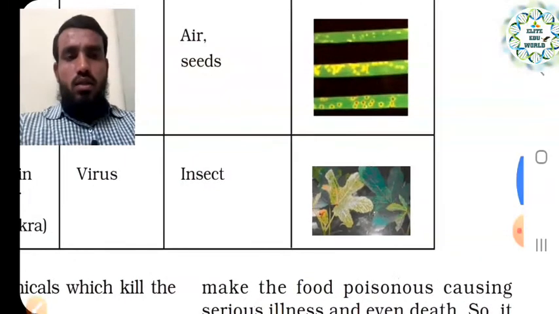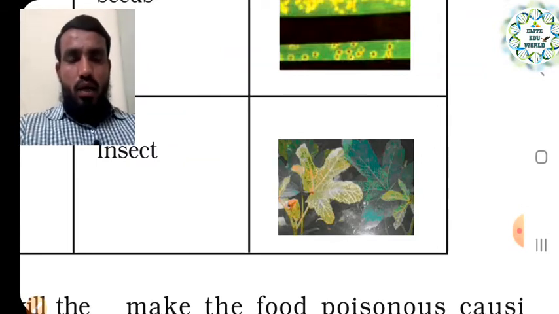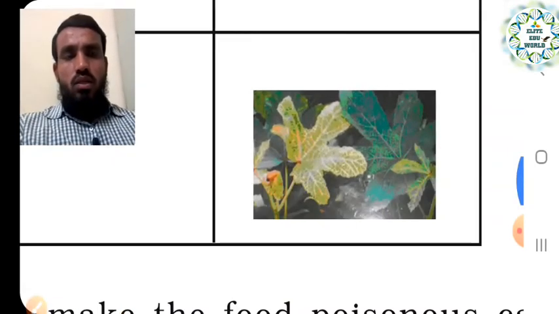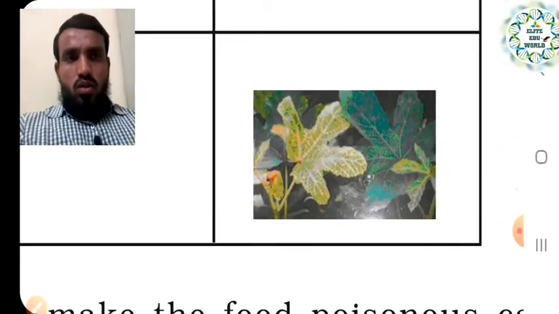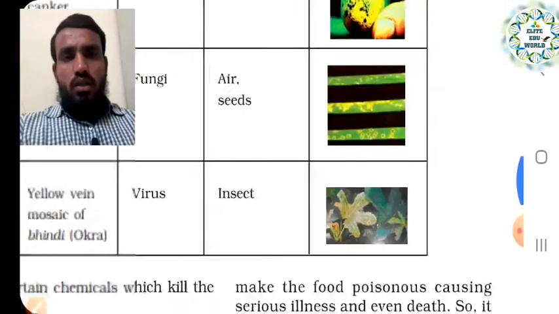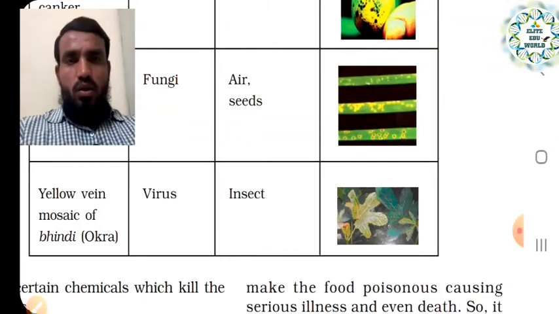Next we can see the diagram of the leaves of the okra or bhendi plant. You can see the plant's leaf converts into yellow color. So the normal green leaf converts into a yellowish color. That is why the disease is named yellow vein mosaic of bhendi or okra.